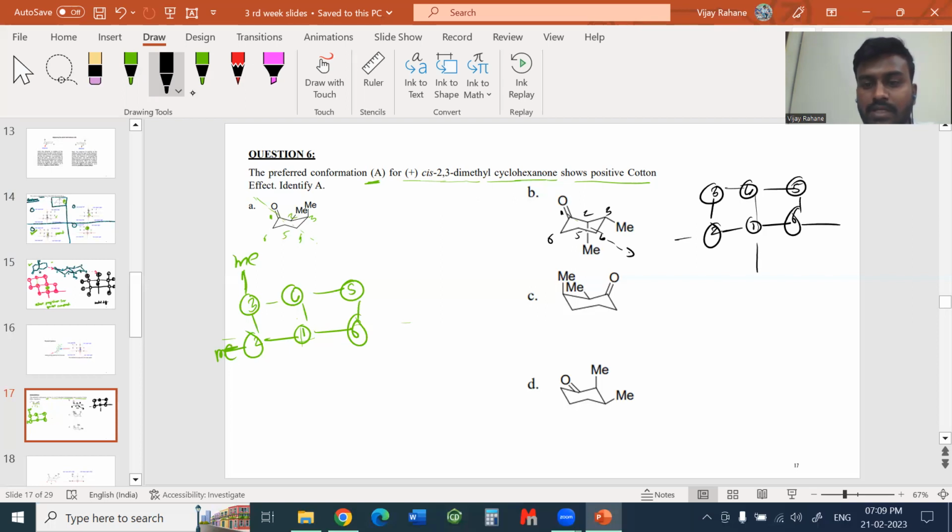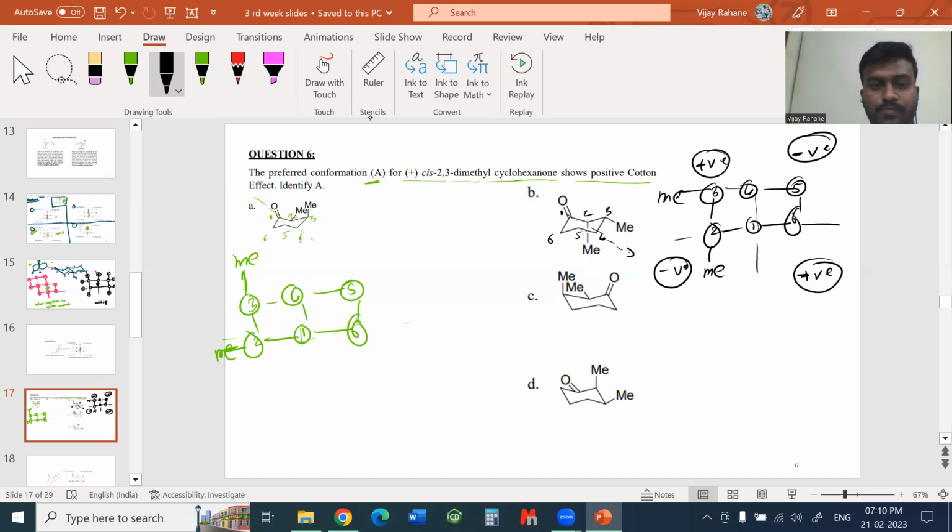You can see axially methyl is attached at the third position, equatorially methyl is attached, right? So here where this compound belongs to, negative, this one is also negative. This one is positive quadrant, this one is also positive quadrant. So this shows the negative Cotton effect. Negative Cotton effect. We'll take the next example.